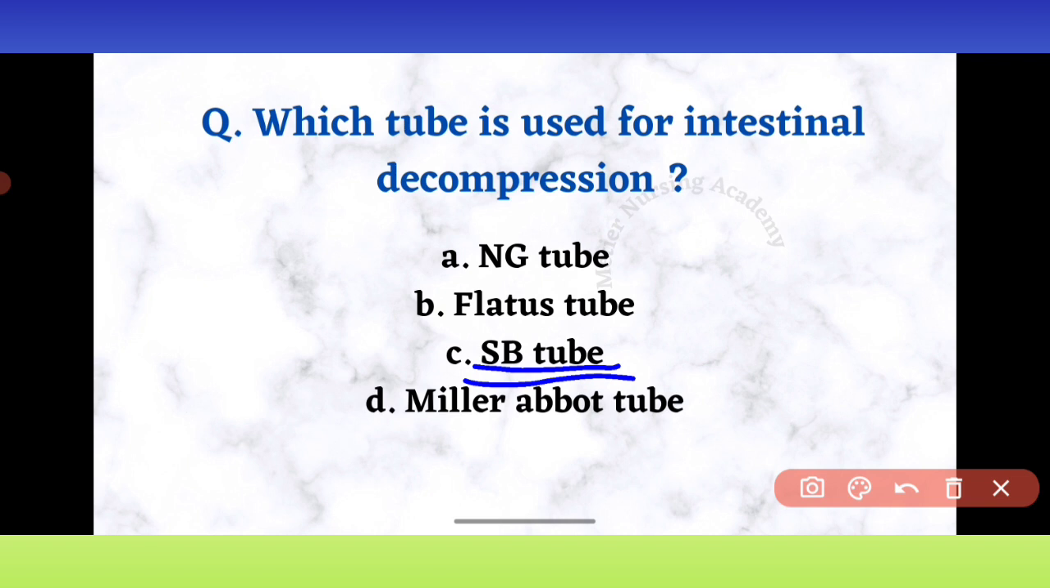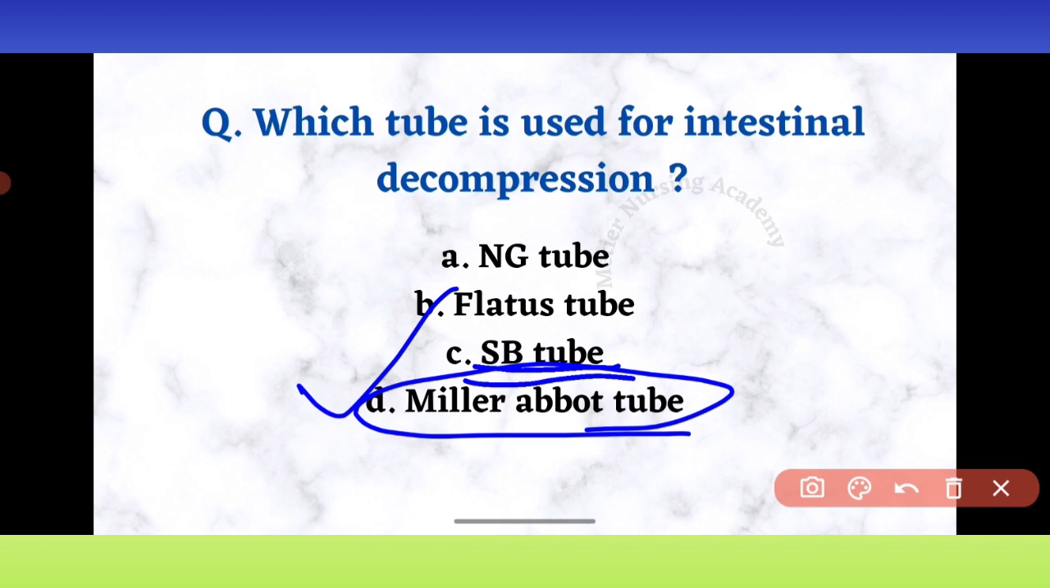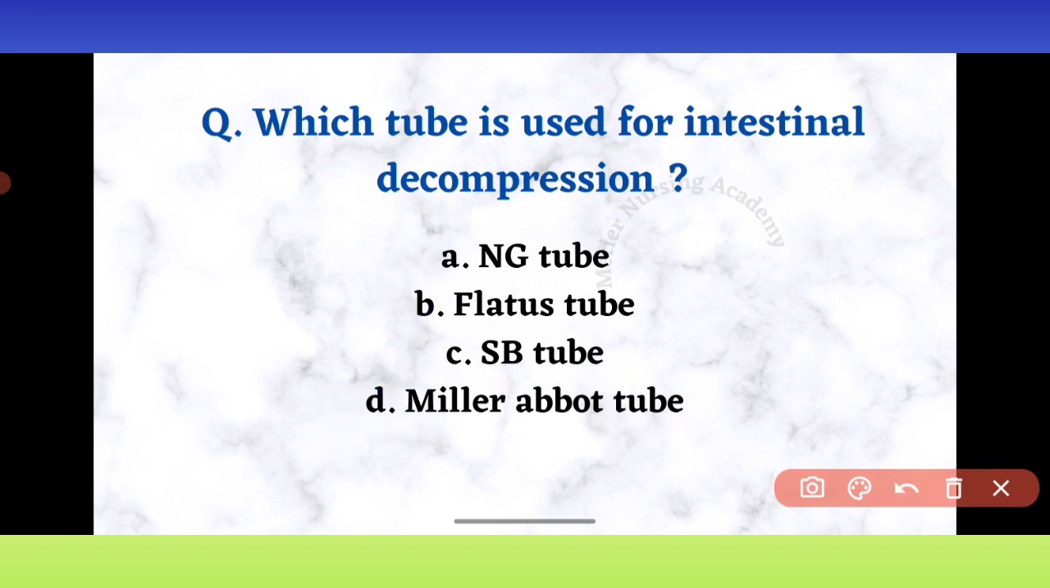And the last one is Miller-Abbott tube. It is the right answer. Why Miller-Abbott tube? It is used for what? Intestinal decompression. It is used in the treatment of obstruction in the small intestine. Okay, so this is the right answer.